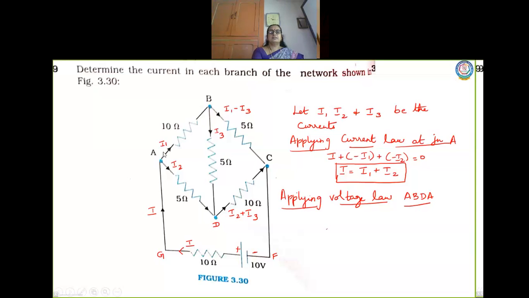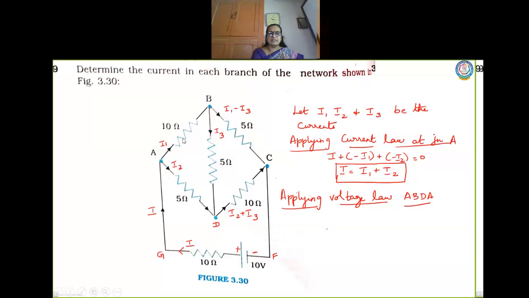Current direction is exactly correct from A to B. Then from B to D, it is right. Now it should be from D to A, but it is from A to D. So when I write the value here, I will have a negative sign. Okay, clear? You understood now?